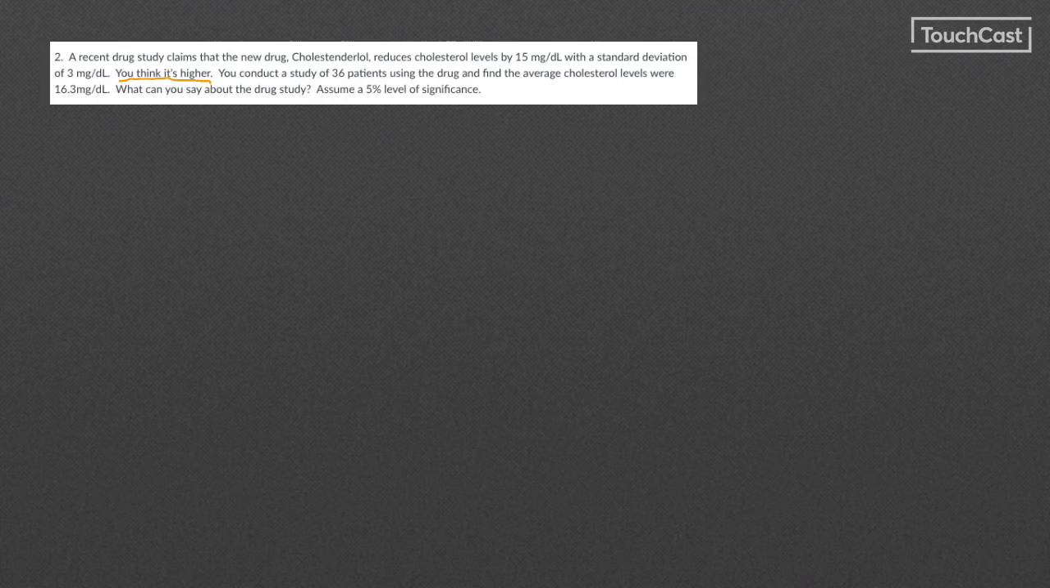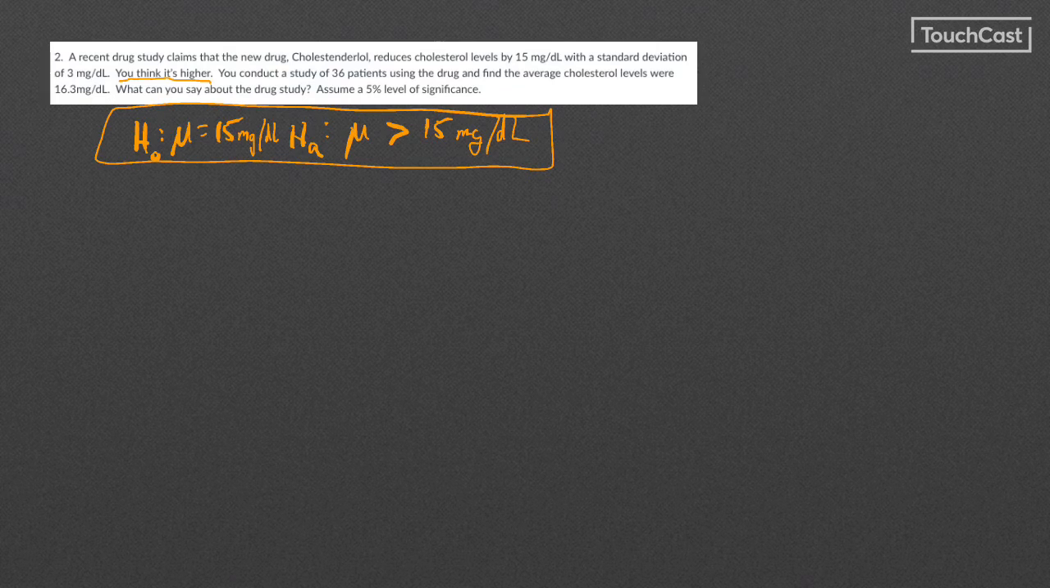And let's assume here a 5% level of significance, which is 0.05. Alpha is 0.05. So again, the first thing we want to do is set up our null and our alternative hypotheses. Our null hypothesis is that mu is the status quo, which is 15 milligrams per deciliter. Our H sub A, or our alternative, is, well, you think it's higher, which means that you think that mu is actually greater than 15 milligrams per deciliter. So this is our hypothesis statement right here.